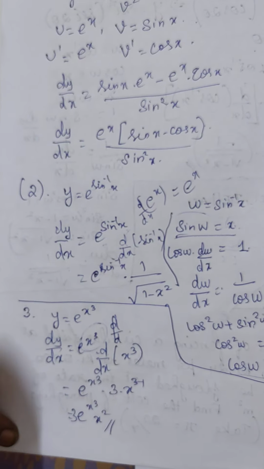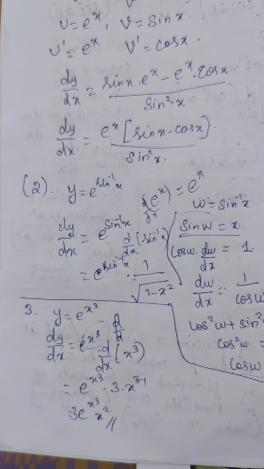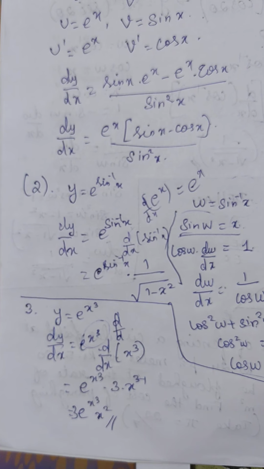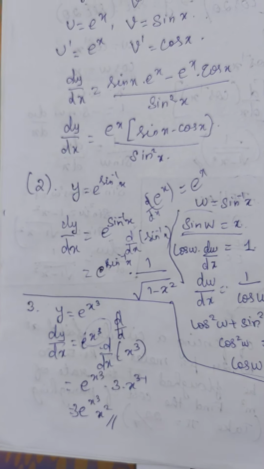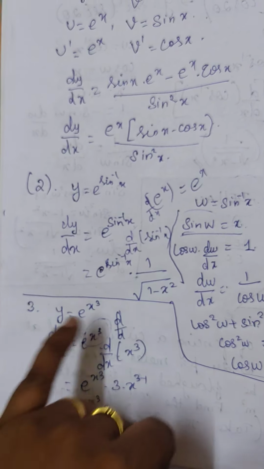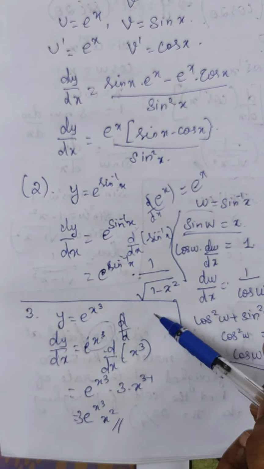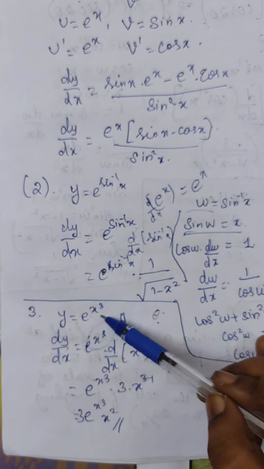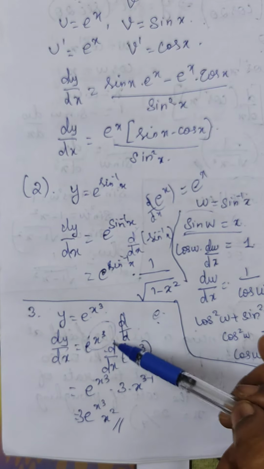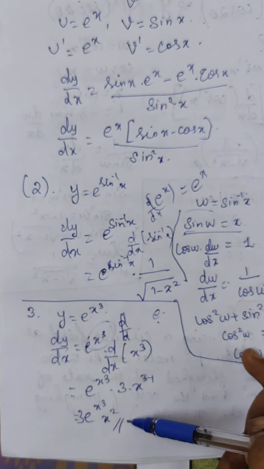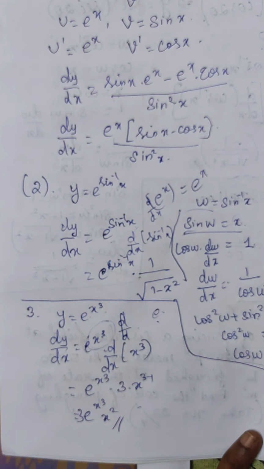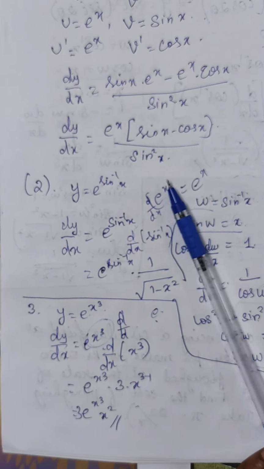So this is the derivative of the given function with respect to x. Again here we have applied the chain rule because it is a composite function. It consists of an exponential function and a polynomial function in it. So we have applied the chain rule to get the derivative of the function with respect to x.